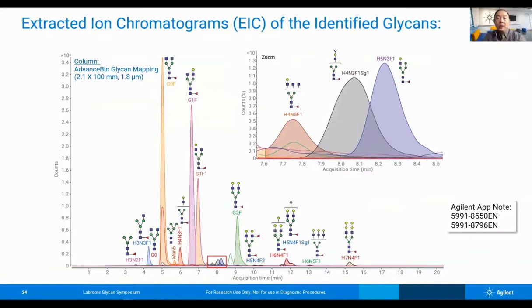The Personal Compound Database and Library, PCDL, containing the accurate mass and the structural information of these glycans, is used for identification using the Agilent proprietary Find by Formula algorithm. The relative abundances of the top seven most abundant glycans were calculated and compared from the MS analysis.